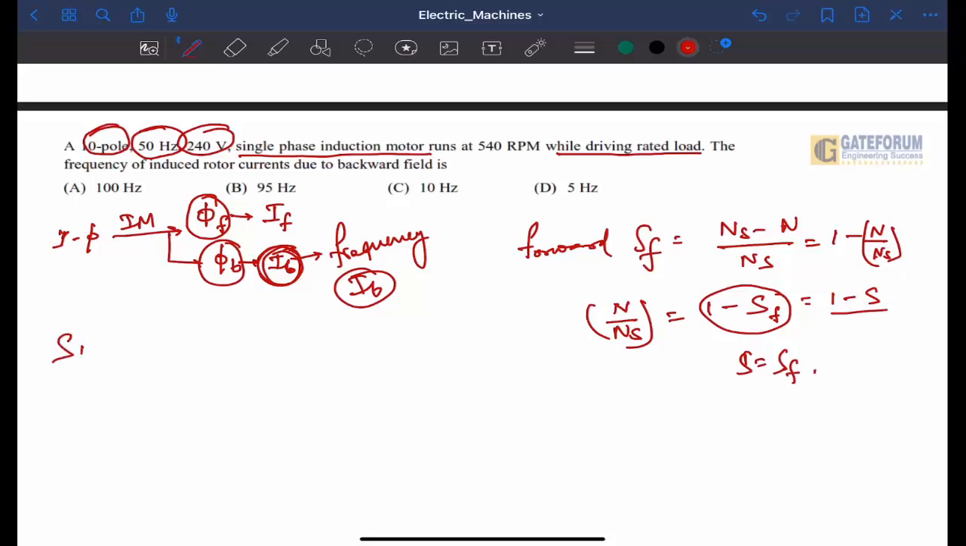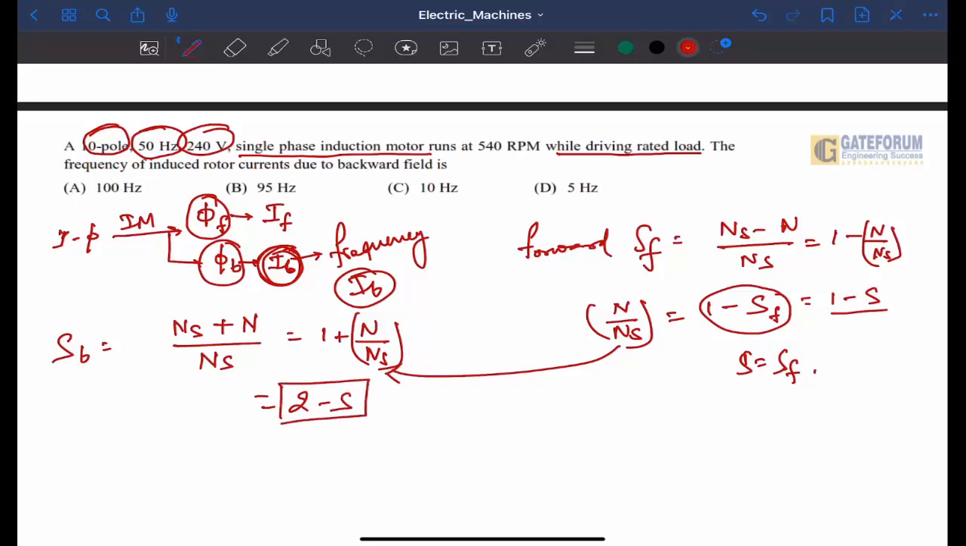Backward slip is SB. The speed with reference to the backward field will be negative. So the rotor speed will be treated as positive. The sign between Ns and N will be positive since the field is backward in direction. So it will be 1 plus N by Ns. We will put the value from this expression. It will be 2 minus S.